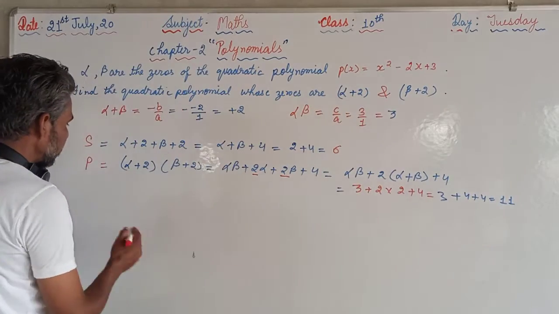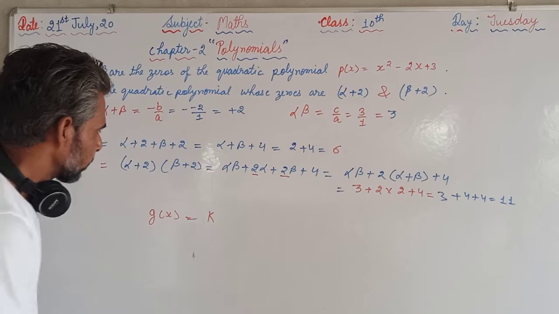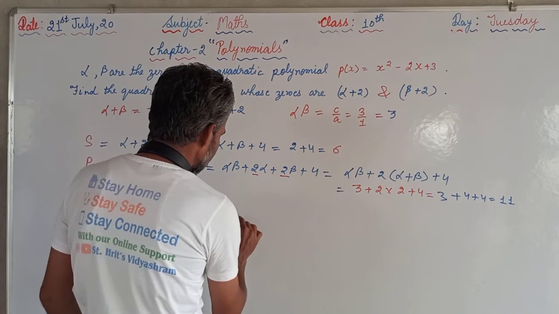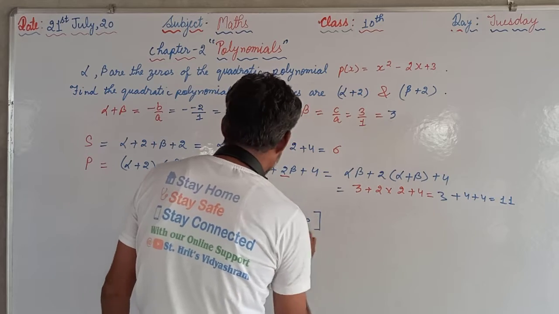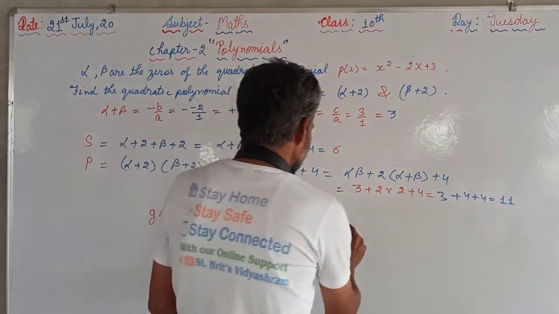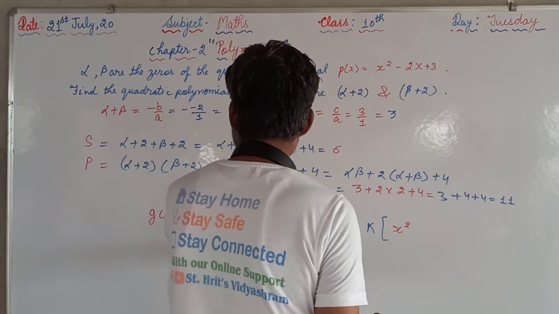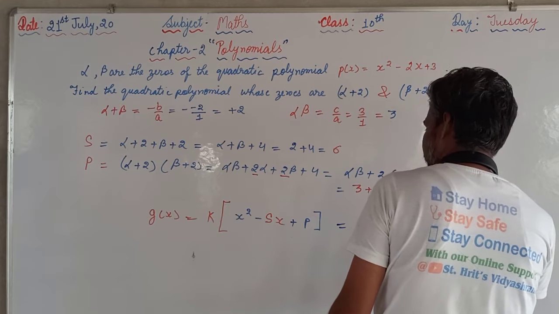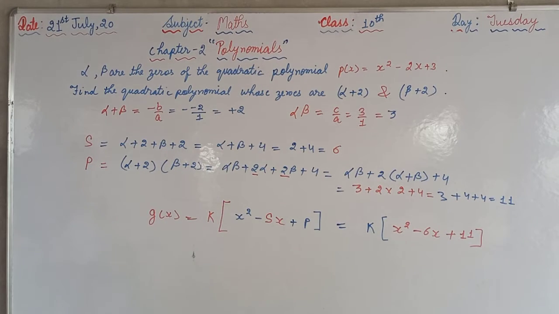So now we have to construct the polynomial which is required here, having the zeros alpha plus 2 and beta plus 2. The general form will be that we can take g(x) is equal to k, k is a constant, non-zero real number. Then in the bracket we are supposed to write x square minus Sx plus P. S stands for sum of the zeros, and P stands for product of the zeros. So that will be k, and inside, x square minus sum, that means minus 6x, plus product, product is 11. That is the answer of this question: k into x square minus 6x plus 11.